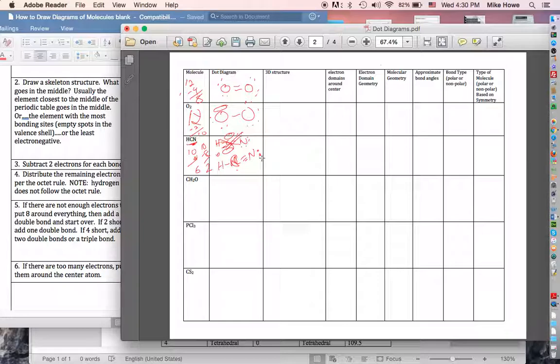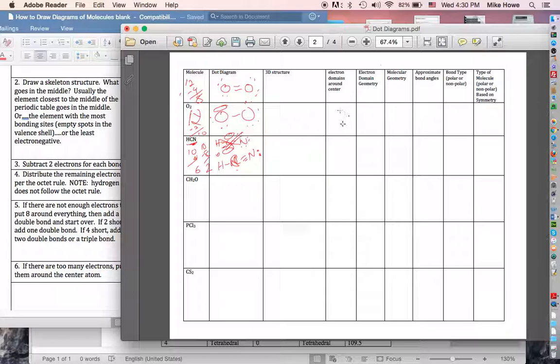Does that make 8 around the nitrogen? 1, 2, 3, 4, 5, 6, 7, 8. 8 on the carbon. 1, 2, 3, 4, 5, 6, 7, 8. 2 on the hydrogen. 2. We're done. All right. So now let's do the rest of the sheet. Then we'll come back and do one more dot diagram and call it good.